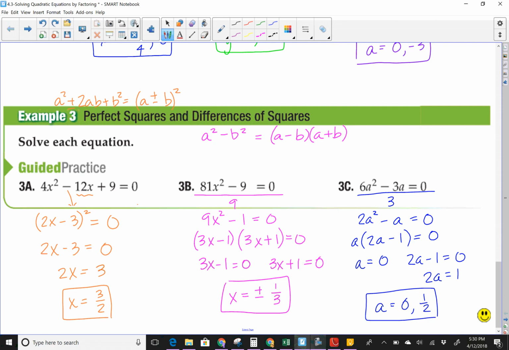I'm not quite sure what they were pulling because that's not a perfect square or difference of two squares, unless they wanted to factor. Yeah, that doesn't happen. Okay, turn the page.